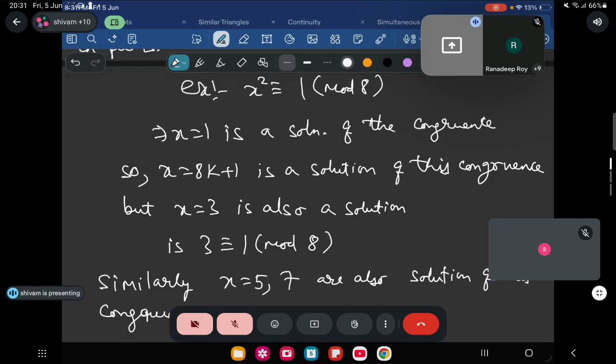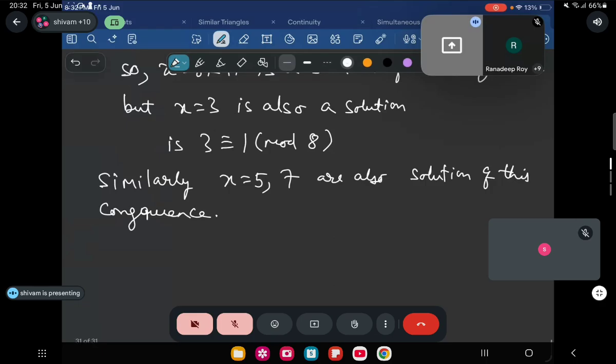See, this linear congruence is also important to understand some other topics which are there in ISI. You will be giving ISI's entrance when you go to class 12. These are very important.